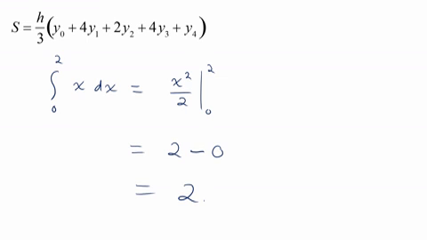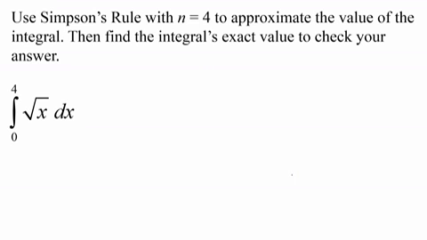Now it's time for you to try a problem. Use Simpson's rule with n equals 4 to approximate the value of the integral. Then find the integral's exact value to check your answer. Pause the video while you work on this problem. When you are finished, restart the video to check your solution.